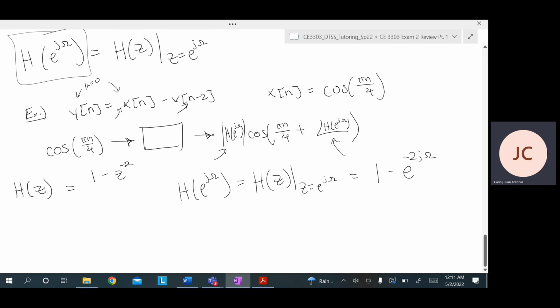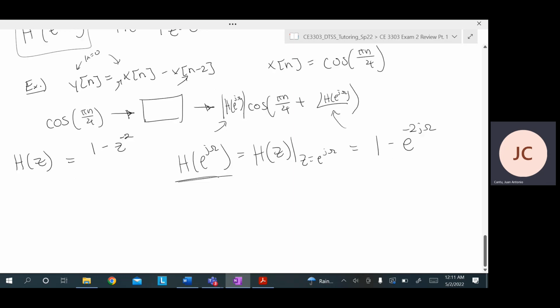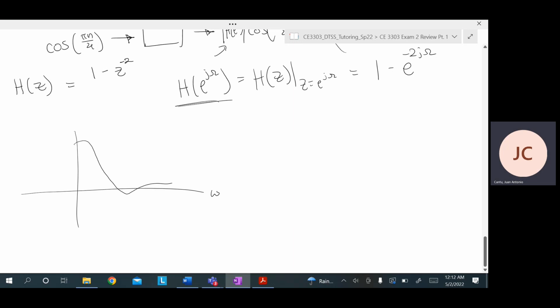And a thing to note is this is our general frequency response, H of e to the j omega. If I were to graph this, I'm not too sure exactly what it would look like, but I'm just going to graph something, okay? So let's say my graph looks something like this. This is H of e to the j omega. Let me actually call this omega for discrete time. This is the magnitude of H of e to the j omega.